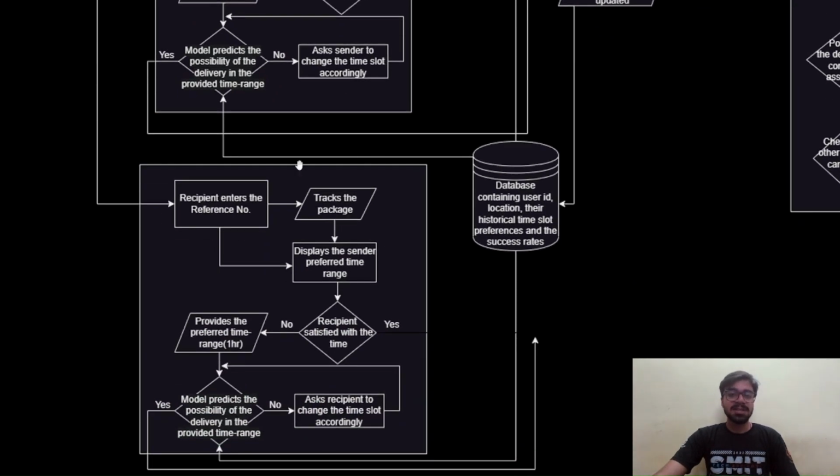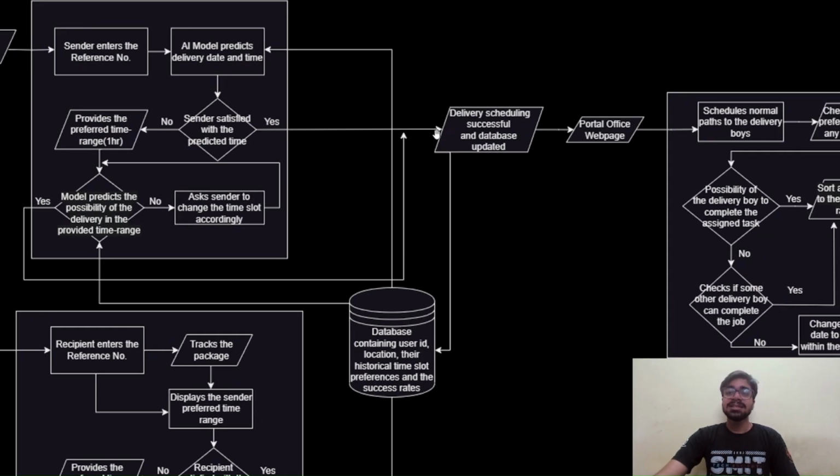Let's come to the recipient side part. The recipient here enters the reference number which is also provided by the post office. Here the recipient gets two things. First, they get to track the package, and also the sender's preferred time range is displayed. Then the recipient, if satisfied with the time range provided by the sender, then the delivery is scheduled as successful and the database is updated.